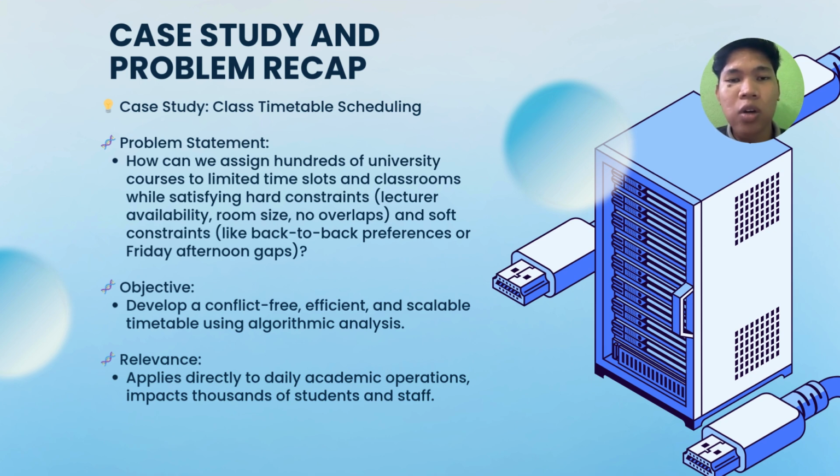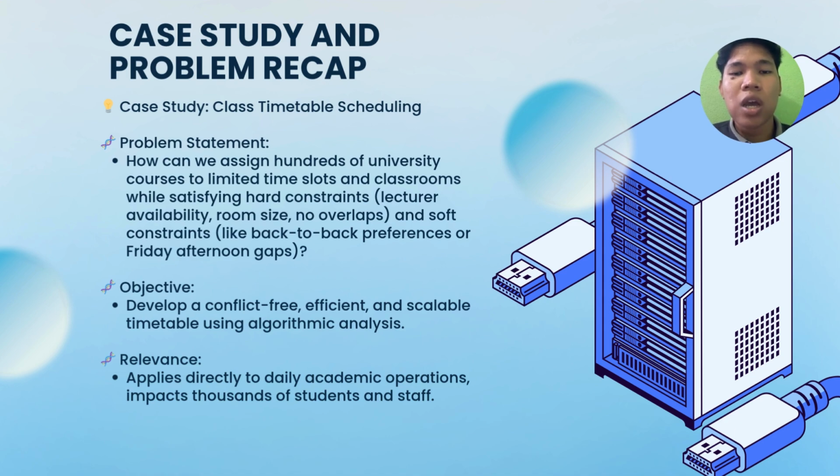So for hard constraints, these are the rules that must never be broken. For example, a lecturer cannot teach two classes at the same time, a room cannot be used by two classes at once, and the number of students in a class must not exceed the room capacity.